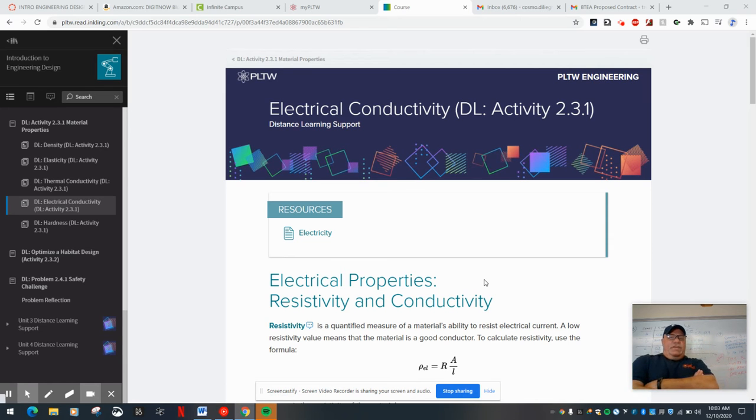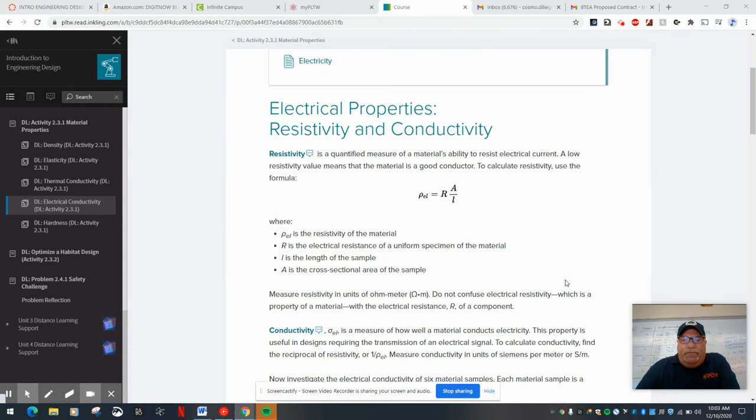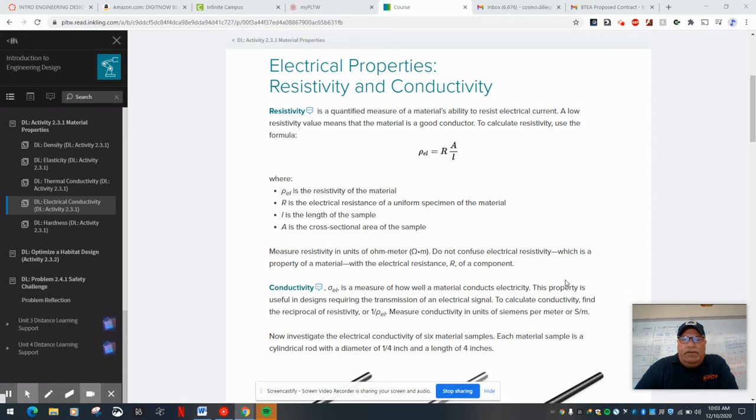Okay, so we just finished thermal conductivity, and now we're going to be doing electrical conductivity, which includes electrical properties, resistivity, and conductivity. So, resistivity is a quantified measure of a material's ability to resist electrical current. A low resistivity value means that the material is a good conductor and not a good insulator.